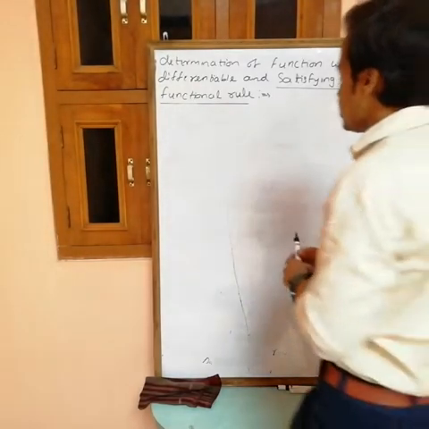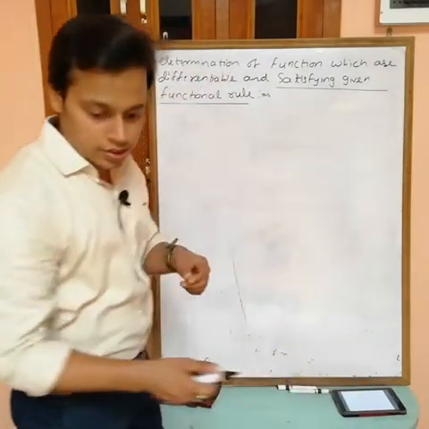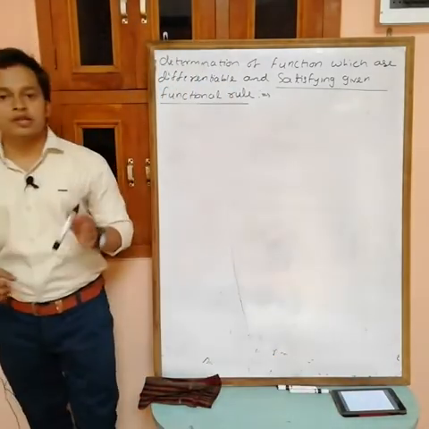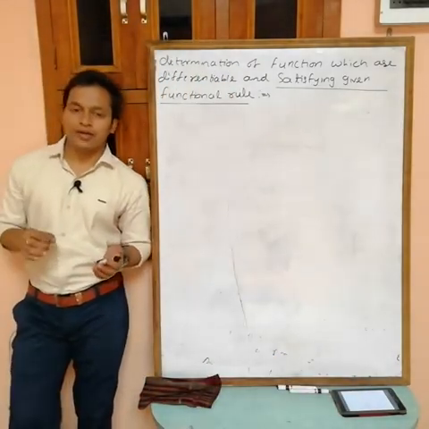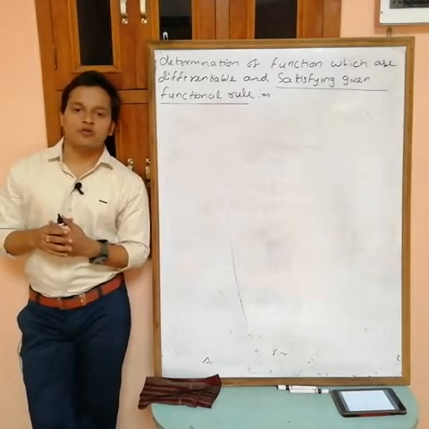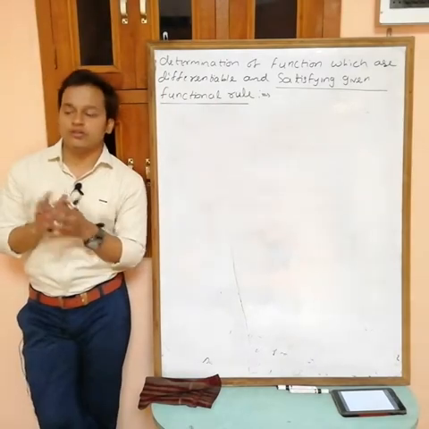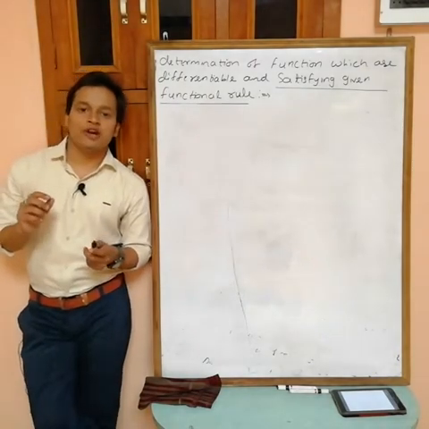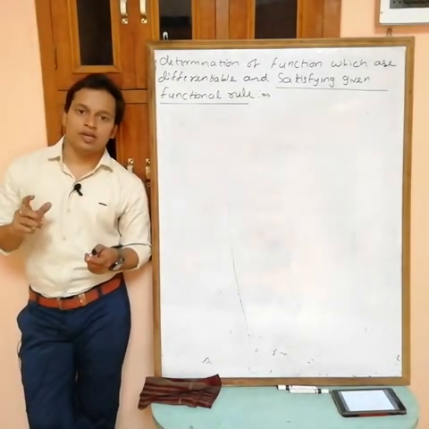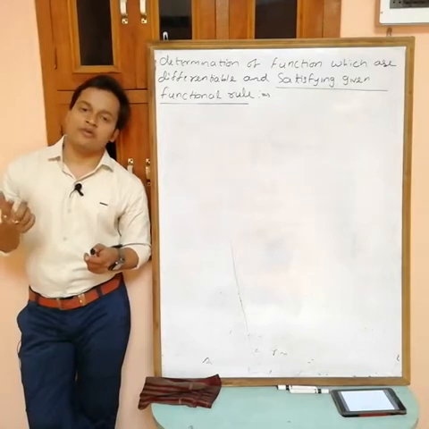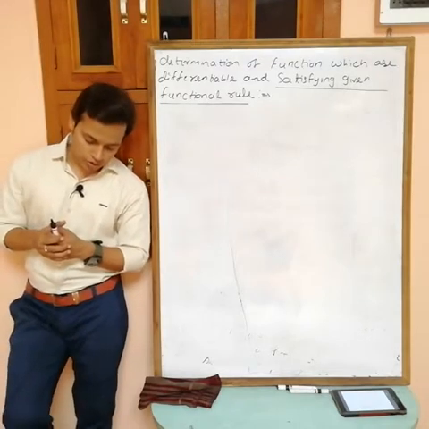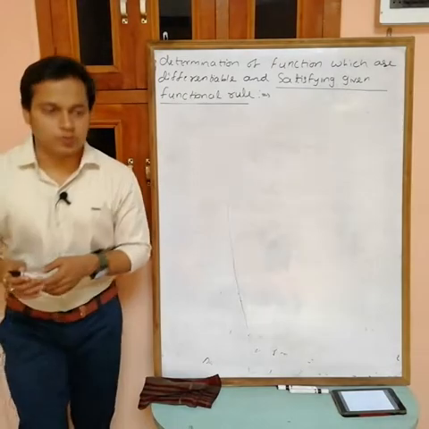Okay, next is determination of functions which are differentiable and satisfying a given functional rule. If any functional equation or functional rule is given in the question and the function is differentiable, then you can use this method. In this one, first we will find the value of f dash x. After that, by integration you can find the value of f(x). So we have some basic steps in this process.